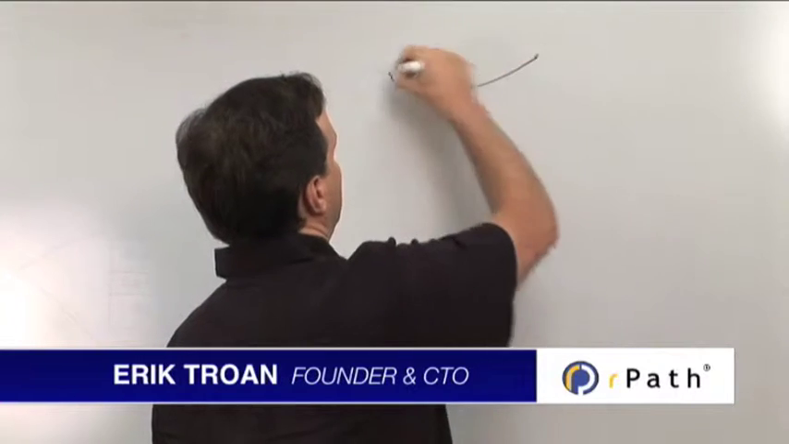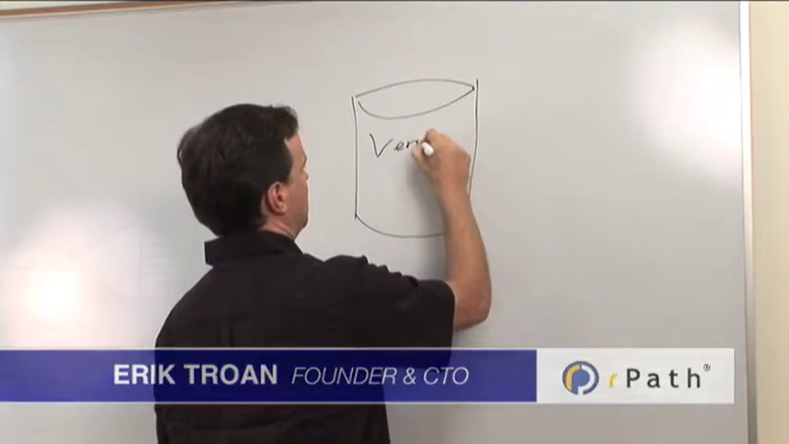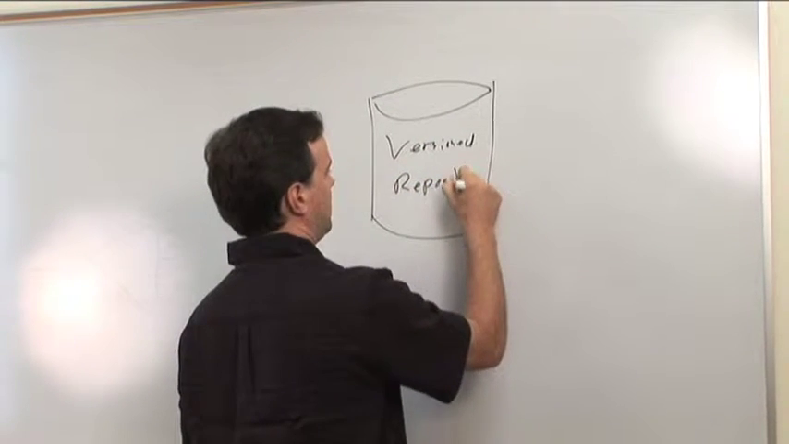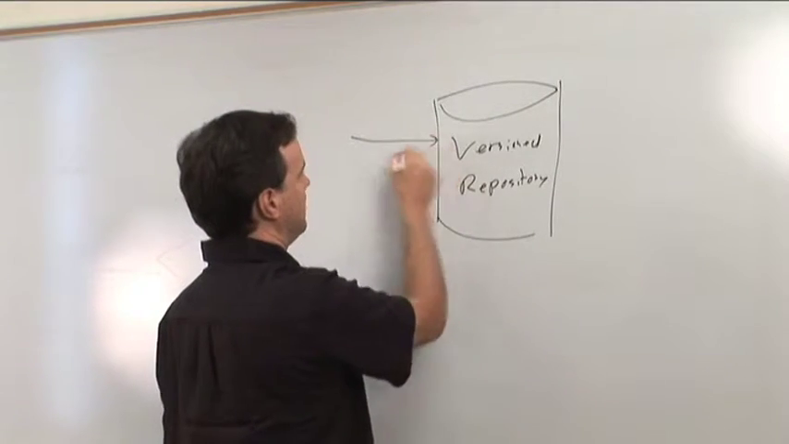So our path is all about doing version management of software artifacts. If you look at what we have, we built a centralized version repository. You should think about this as your software distribution hub. Every piece of software that belongs to your business gets deposited in the version repository.